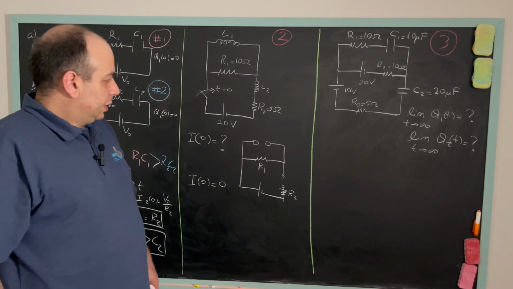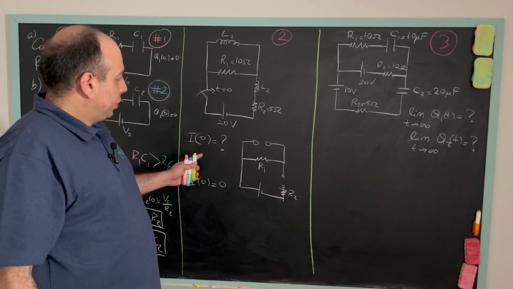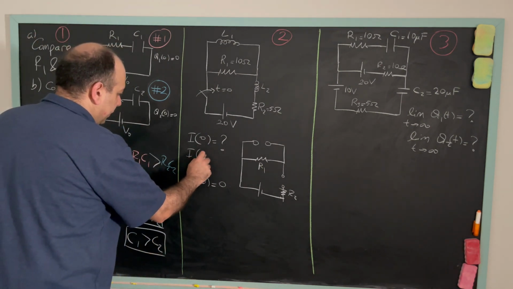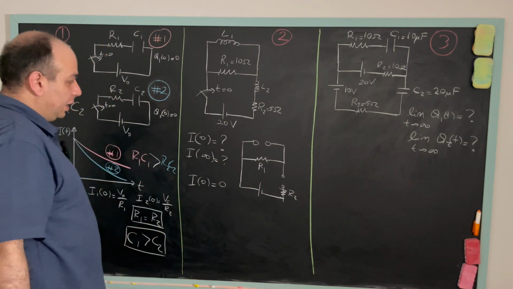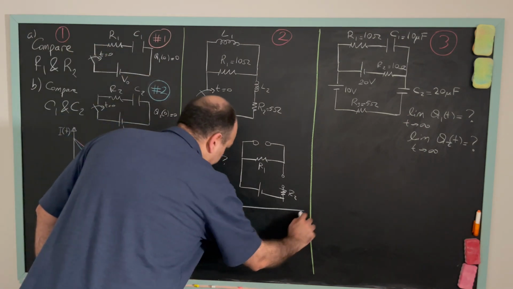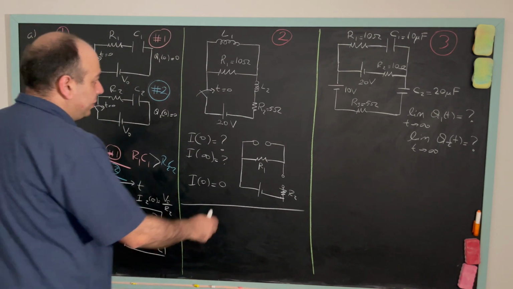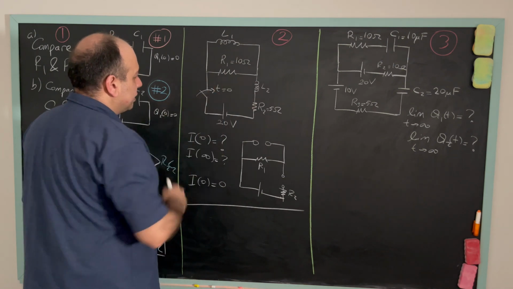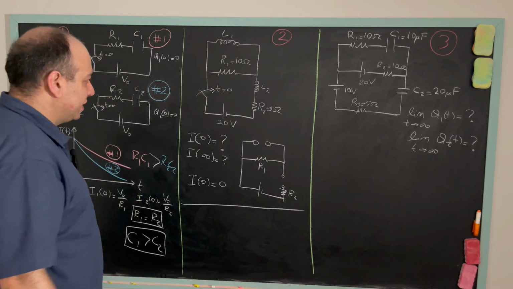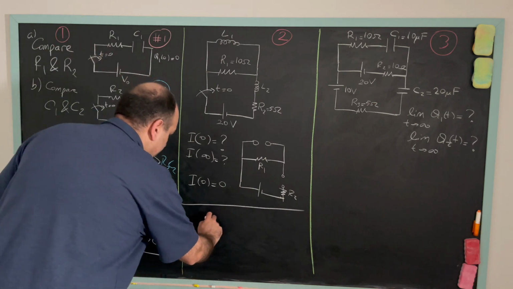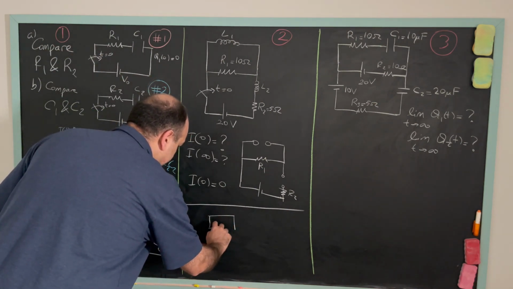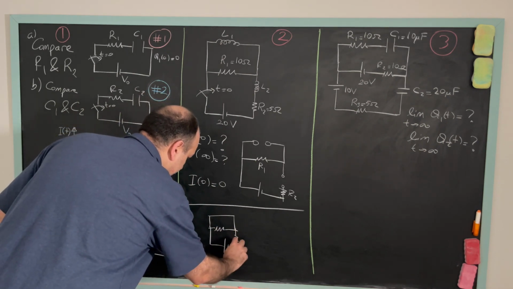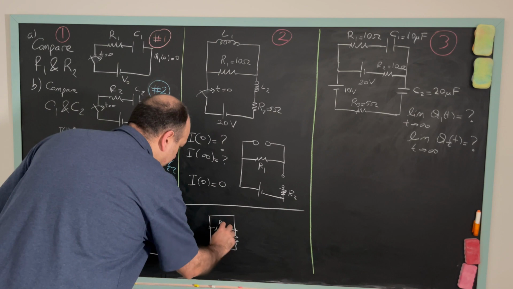Okay? Now if they asked us what is the current when time t goes to infinity, let's find that one too. When time goes to infinity, we reach the steady state, so we can replace these inductors with pieces of wire, right? They will behave as shorts. So we'll have a short here, R1 here, and another short here and R2. So R1 and R2.